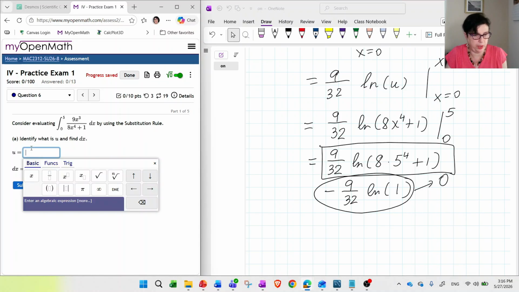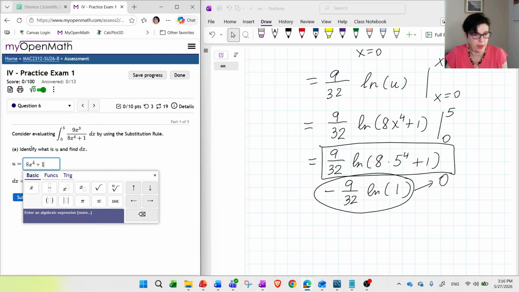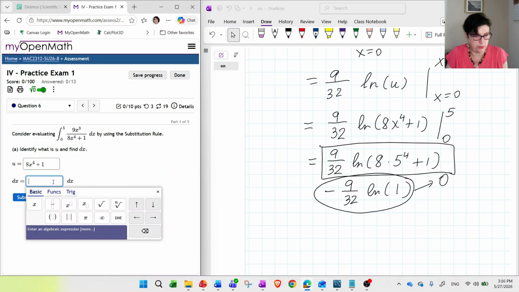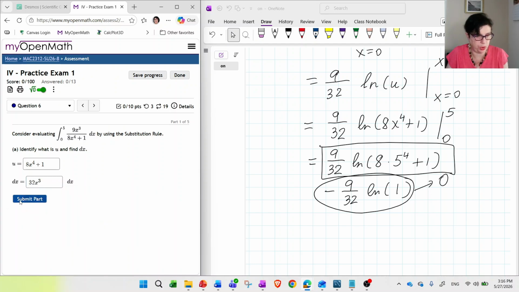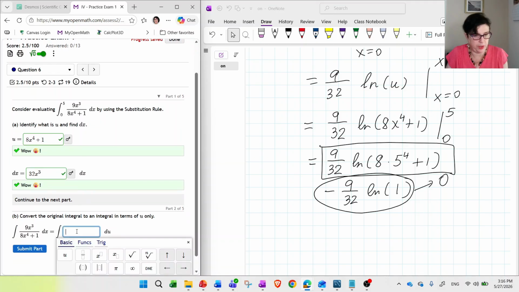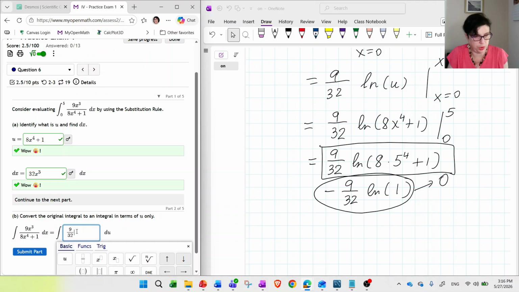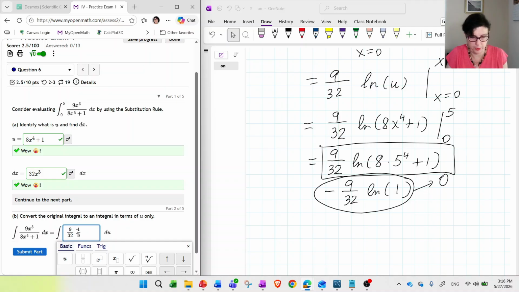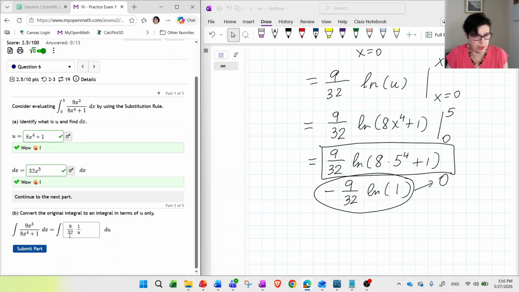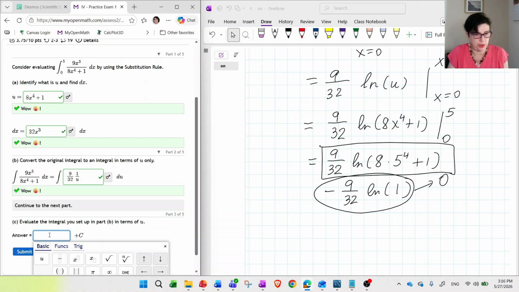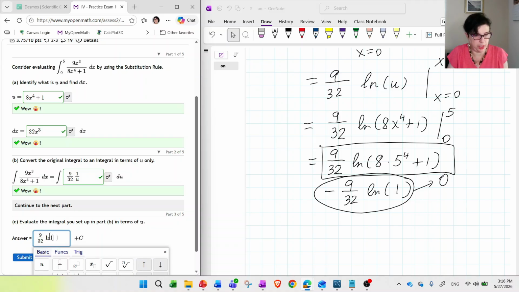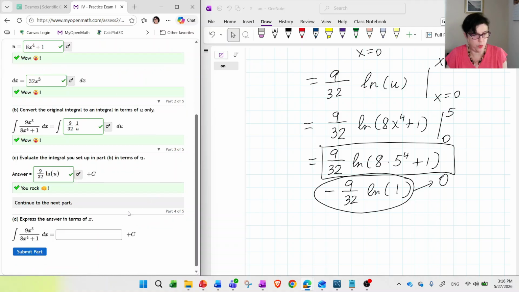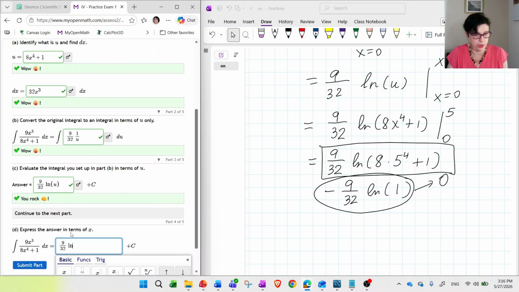So let me quickly put everything in here that I already did, just to check my work. Over here, I got 9 divided by 32, and then I had 1 over u, right? Let me just put the space there. Then I integrated that part. And I kept the constant, so I got natural log of u. Then I went back to x, so I got 8x to the fourth plus 1.